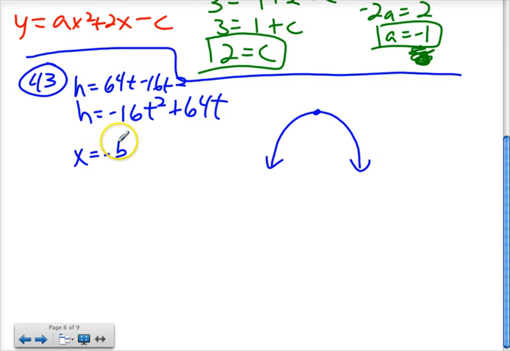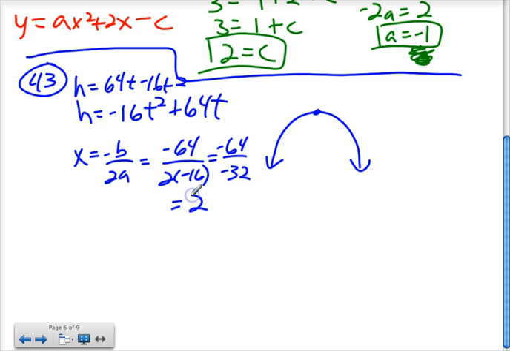So x equals negative b over 2a would be negative 64 over 2 times negative 16. That's going to be negative 64 divided by negative 32, which is just 2. So it's going to take 2 seconds for it to get to that highest point.